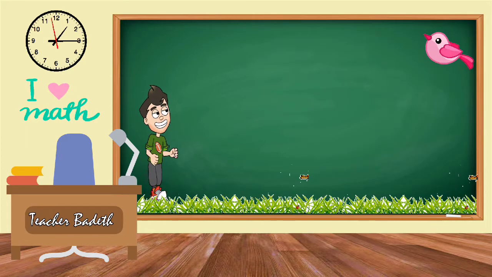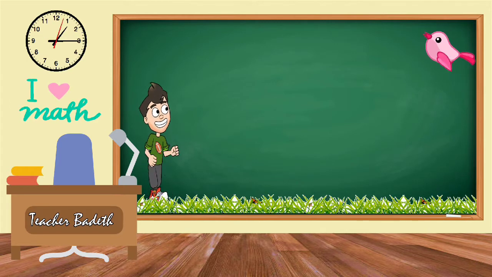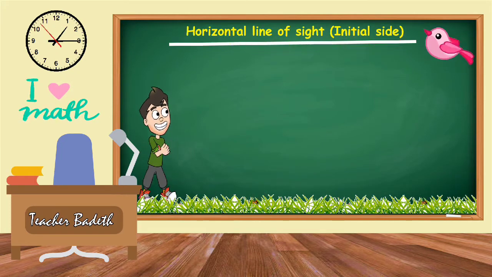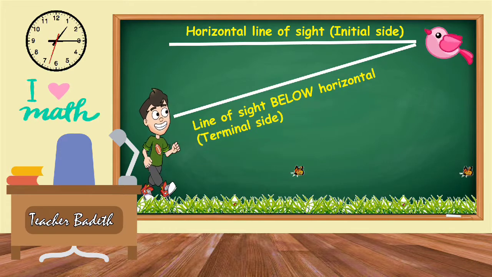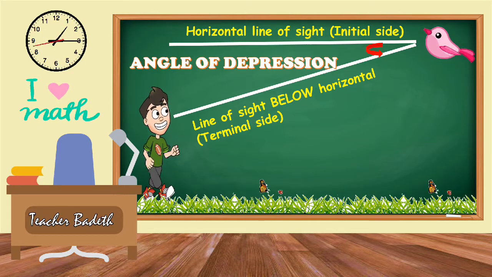The observer in the previous illustration is the boy. This time, we consider the bird as the observer. Like the previous illustration, this is the horizontal line of sight, while the other line is the line of sight below horizontal. And the angle formed between the two lines is the angle of depression.